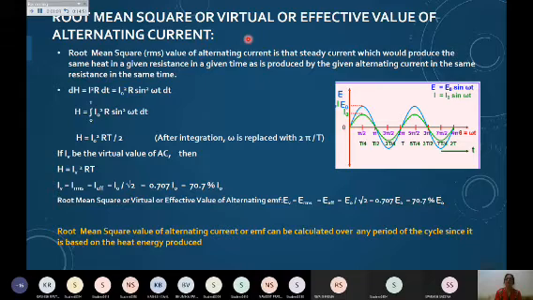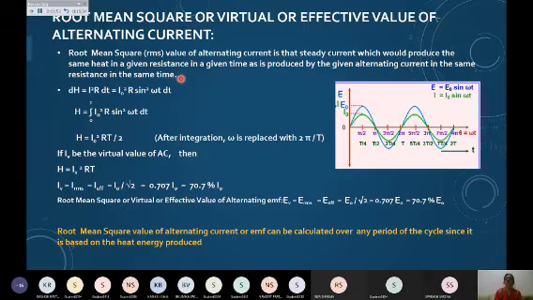So these are different names. I may call it RMS, virtual or effective value of alternating current. So this is defined as that steady current which would produce the same heat in a given resistance in a given time as produced by the given alternating current in the same resistance in the same time. So this definition you must take, that it is producing the same heat in a given resistance in a given time as is produced by the given alternating current in the same resistance in the same time.